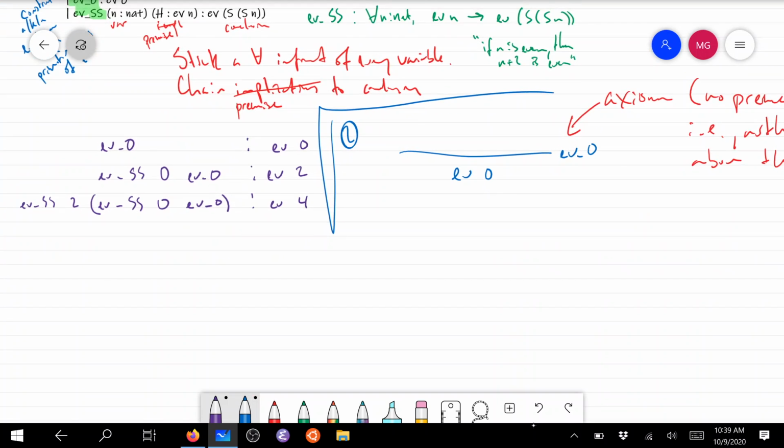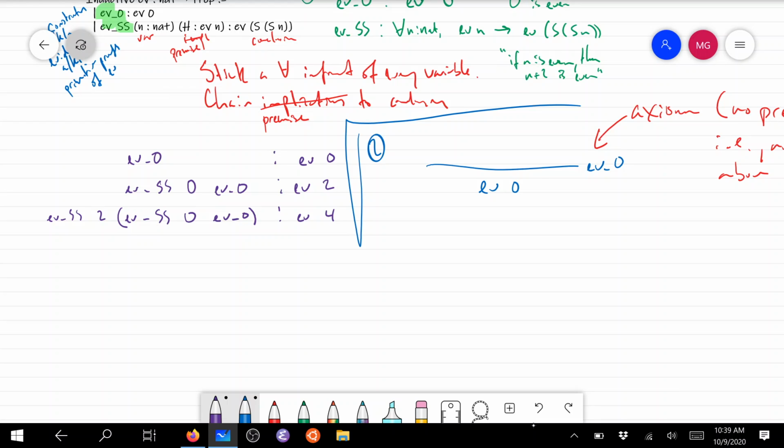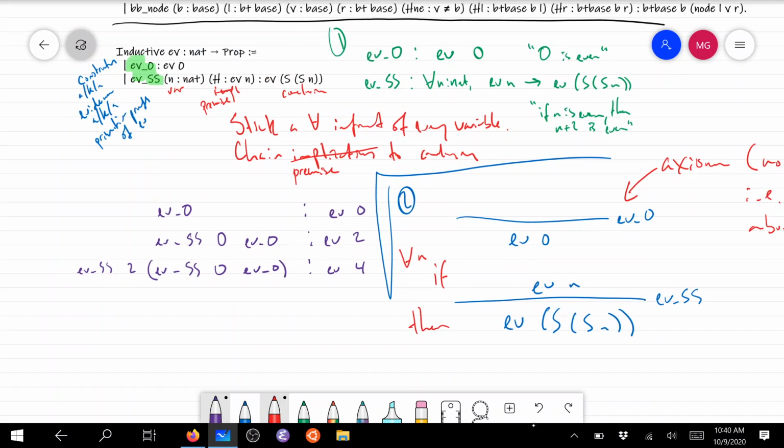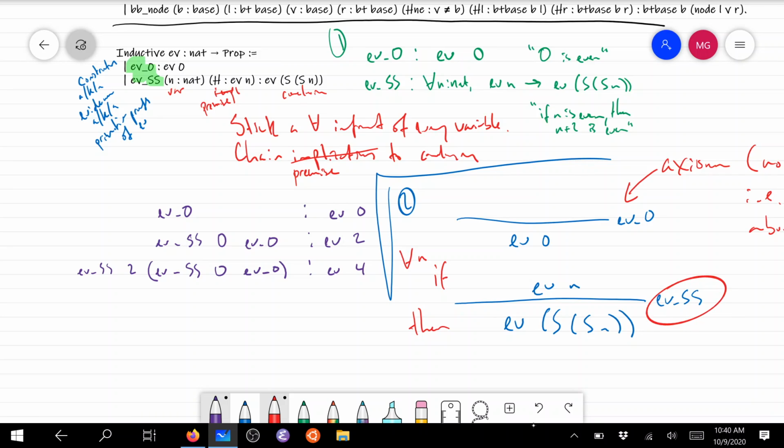Okay, that's EV0. What about EVSS? EVSS says you can conclude EV of S of S of n when you know EV n. The way to read that is, if that, then that, and then we stick a for all. So this is the same. The interpretation of this rule, EVSS, is the same as the interpretation of that utterance.